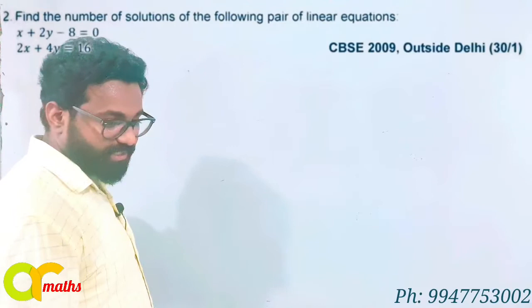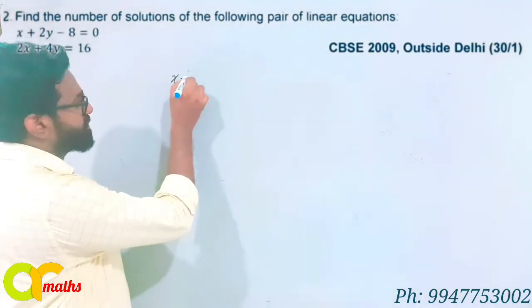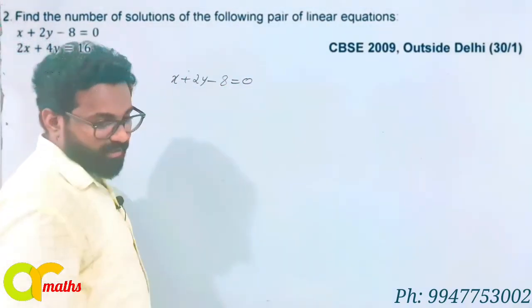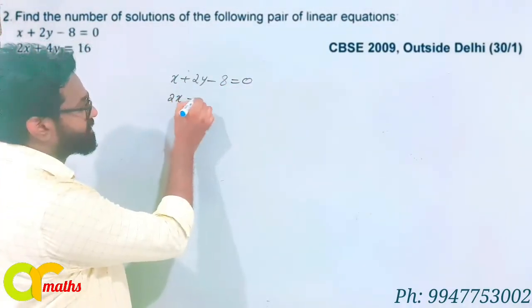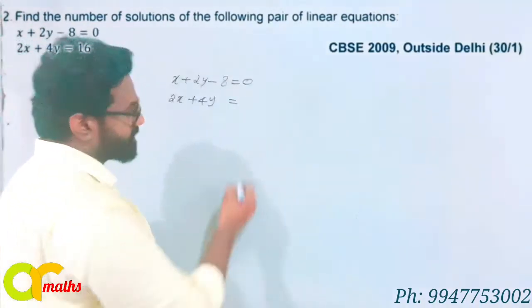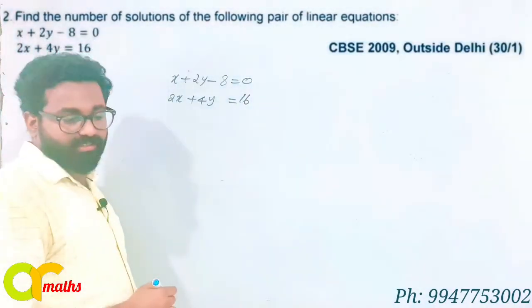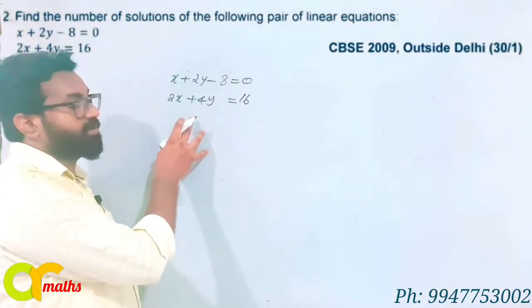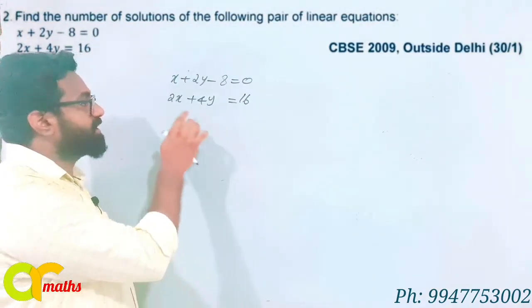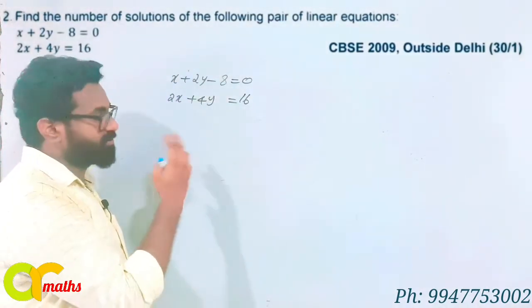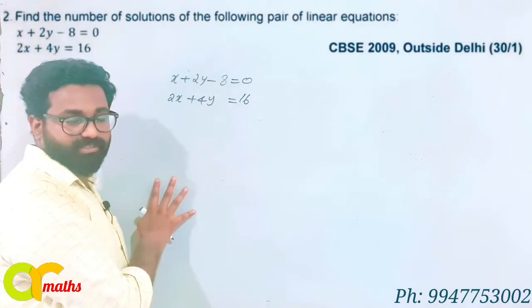Find the number of solutions of the following pair of linear equations: x plus 2y minus 8 equal to 0 and 2x plus 4y equal to 16. Here we have to find the number of solutions, not the value of x and y. How many solutions? 2 solutions, 3 solutions, how many solutions here?